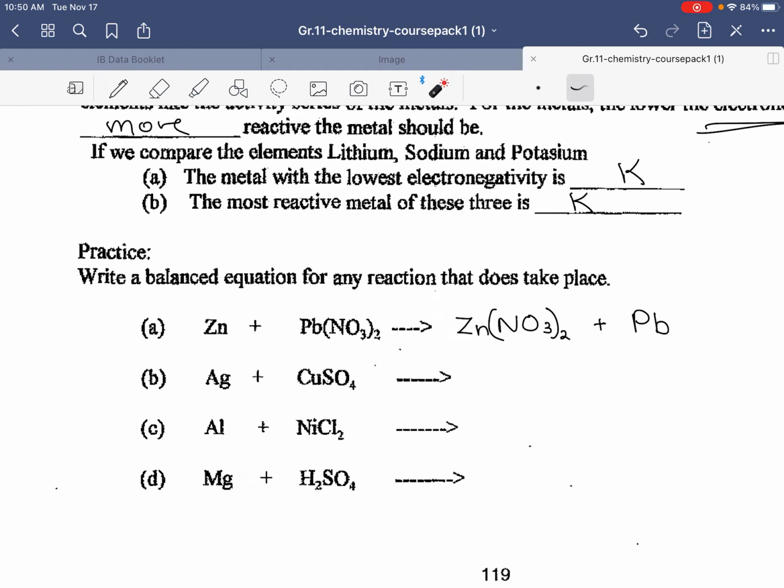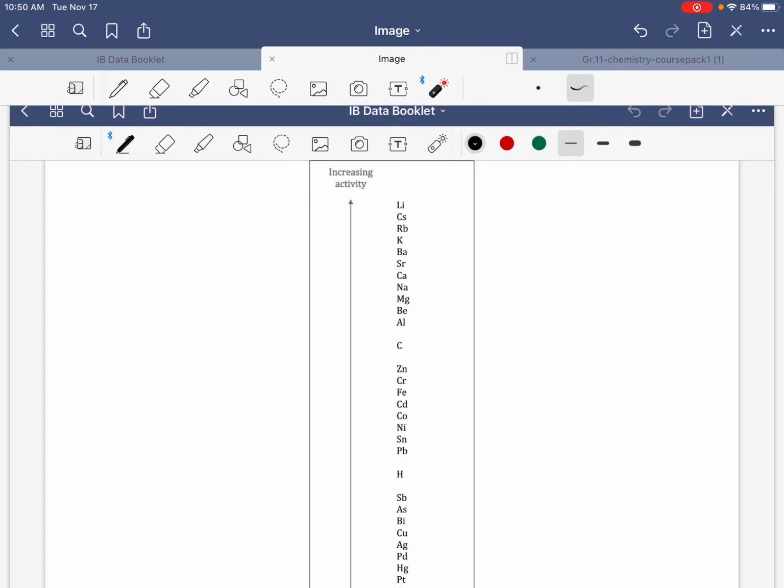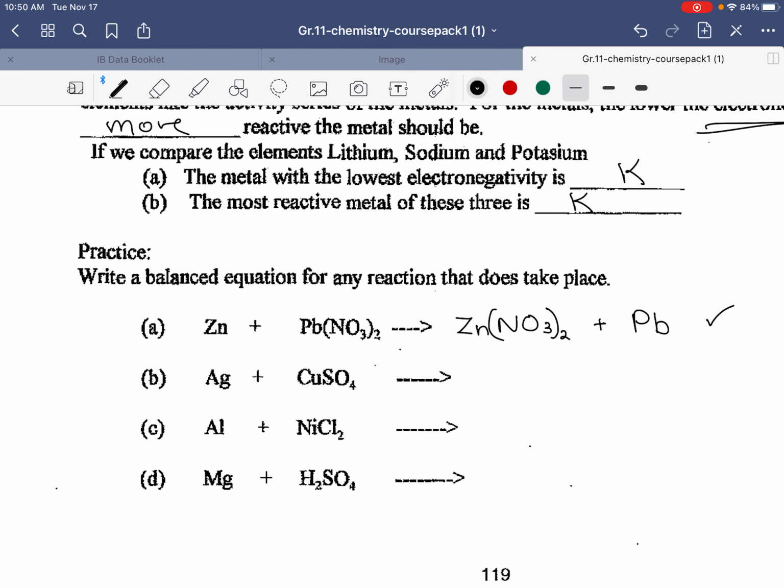Can zinc displace lead? Well, let's take a look at the activity series. Let's find zinc. Let's find lead. There's zinc right here. Let's use a pen. There's zinc right here. And there's lead right here. Looks like zinc can, because zinc is above lead. So therefore, this reaction will happen. And well, zinc is gladly going to leach lead out of this reaction.